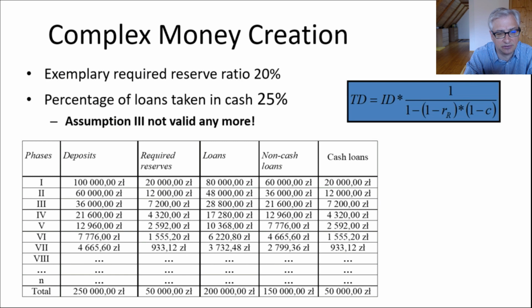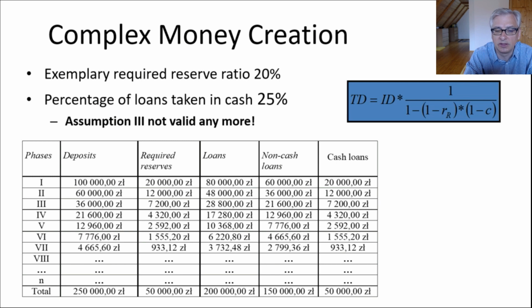If we allow cash loans, then some of the cash will leak out of the banking system, and the possibilities for creating reserves would be smaller. Therefore, the possibilities of making loans would also be smaller. You can also see this complicated formula that tells you the value of total deposits depending on the initial deposit and the complex money multiplier, which is based on the required reserve ratio and the percentage of loans taken in cash. That's this letter C here.